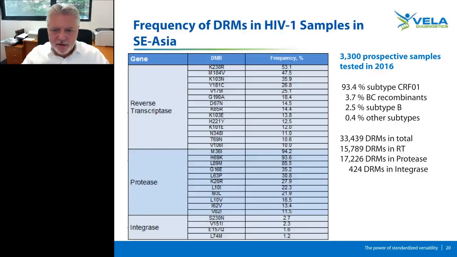So again, we had a high prevalence of CRFs in this sample collection. And we detected more than 33,000 DRMs in total. What's shown here is a 10% frequency rate for RT and protease, due to the fact that if you want to go down to 1%, the table would be totally cluttered. For the integrase region, which is less prevalent, where we see fewer DRMs, we're reporting at 1% level.